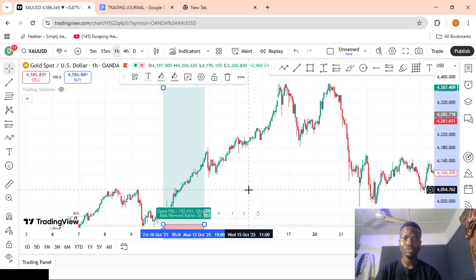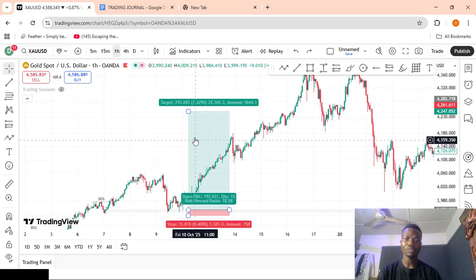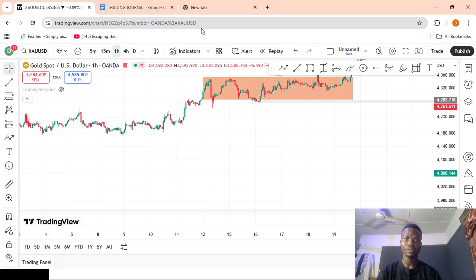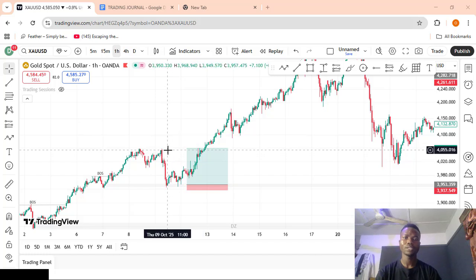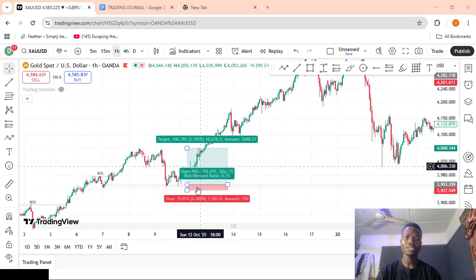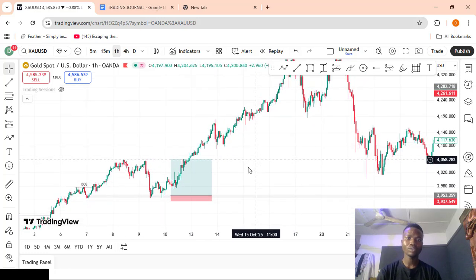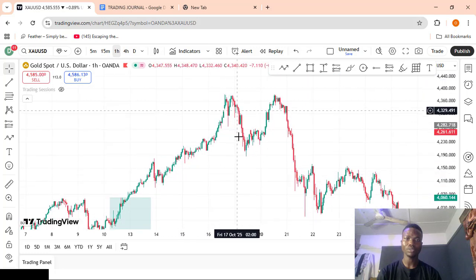But just to be on the safe side, you set your take profit at the next supply zone right there, and easily you make your money. All right, so let us follow this money. You can see that the market was going up again.